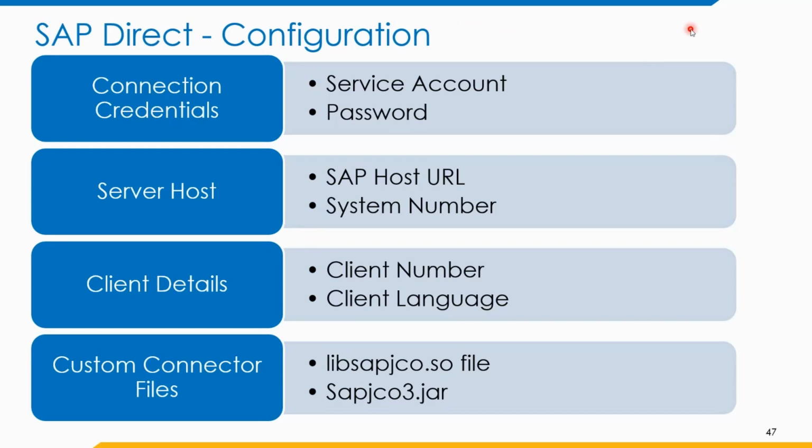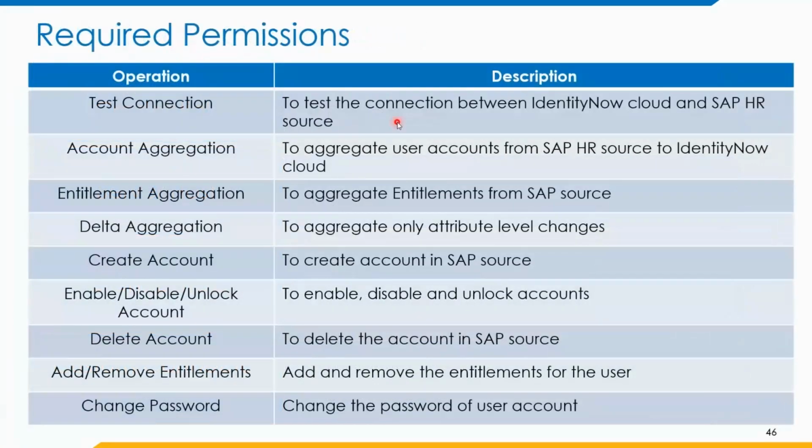Once you create a source in SailPoint IdentityNow, coming to the source configuration page, you can see connection credentials. In the connection credentials section, you need to provide the service account name and password. So the service account username and password need to be provided, and that service account needs to have all the permissions that are specified in the required permissions tab.